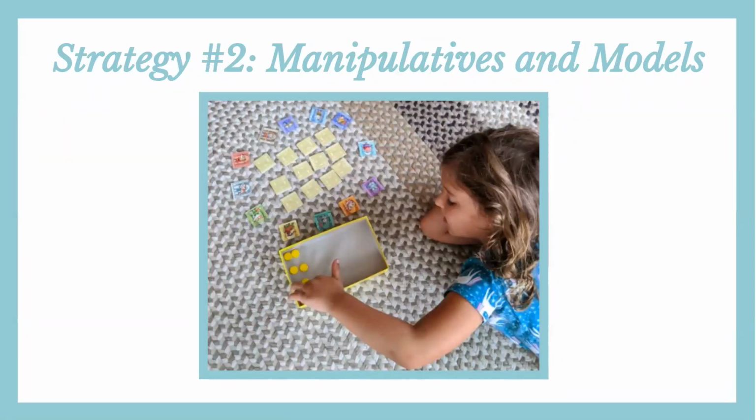A second strategy to support conceptual understanding is the use of manipulatives and visual models. A manipulative is a concrete item that students can use to visualize numbers and concepts. They help students picture what's going on mathematically. For example, in this picture of my daughter, she's moving the counters in pairs as she counts by 2. And that helps her understand what's going on when we're counting by 2s and that concept.